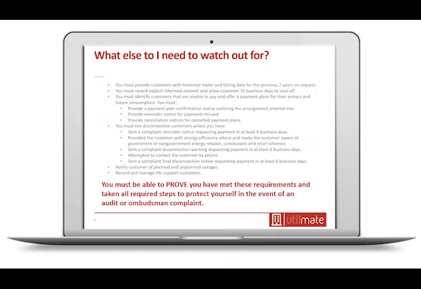Just some of the other things to watch out for or be aware of as an entity selling electricity in Australia. If a customer requests you to provide historical meter and billing data for the previous 2 years, you have to provide that on request. So you need an easy process for doing that, of course.